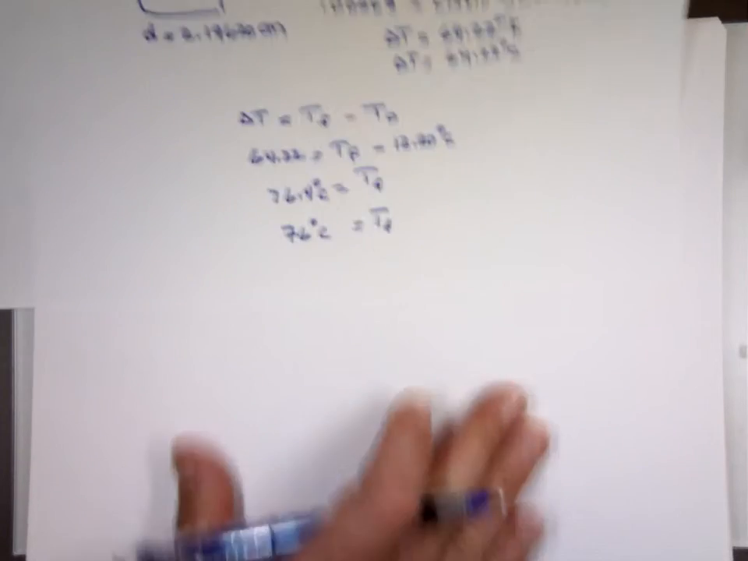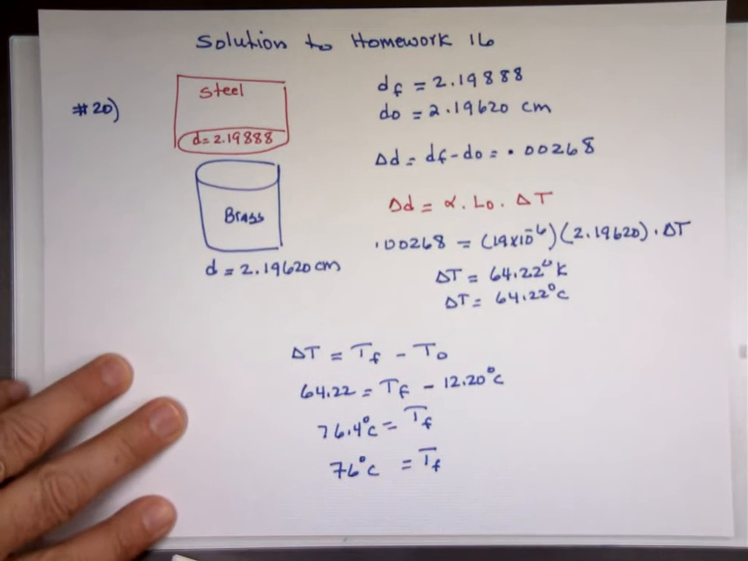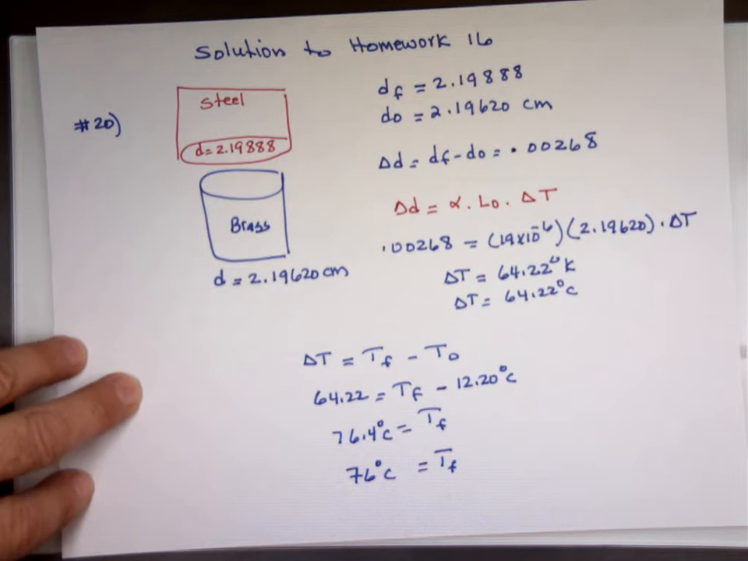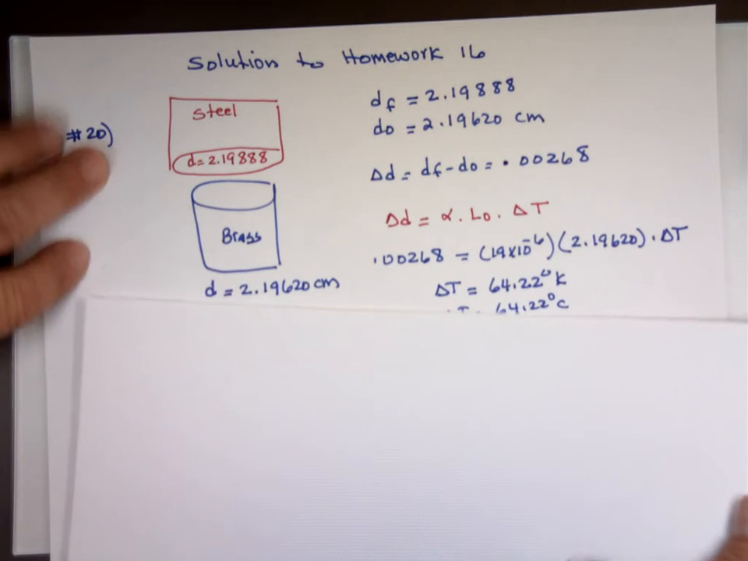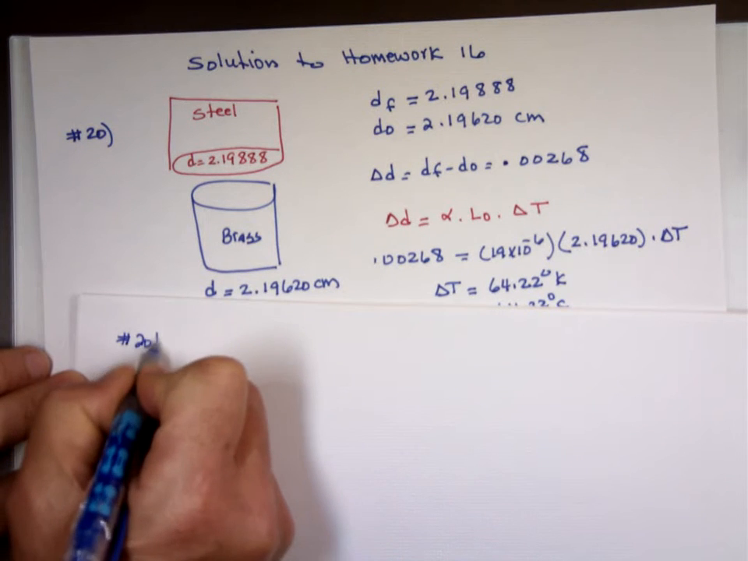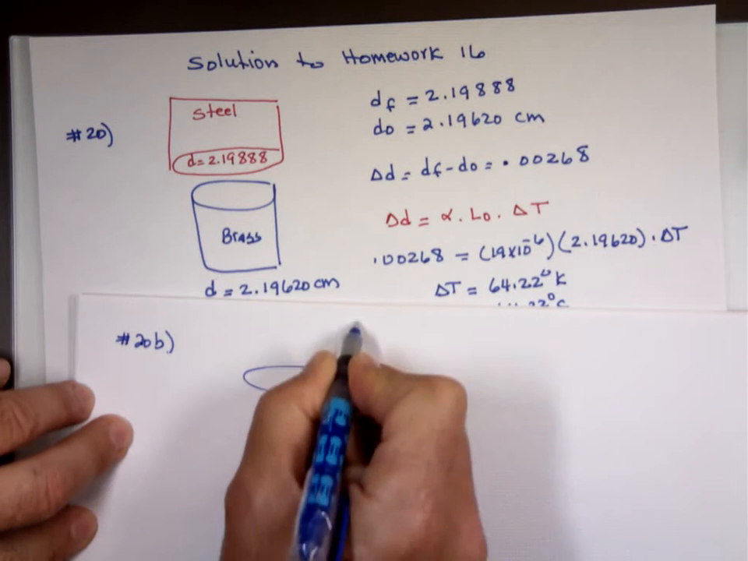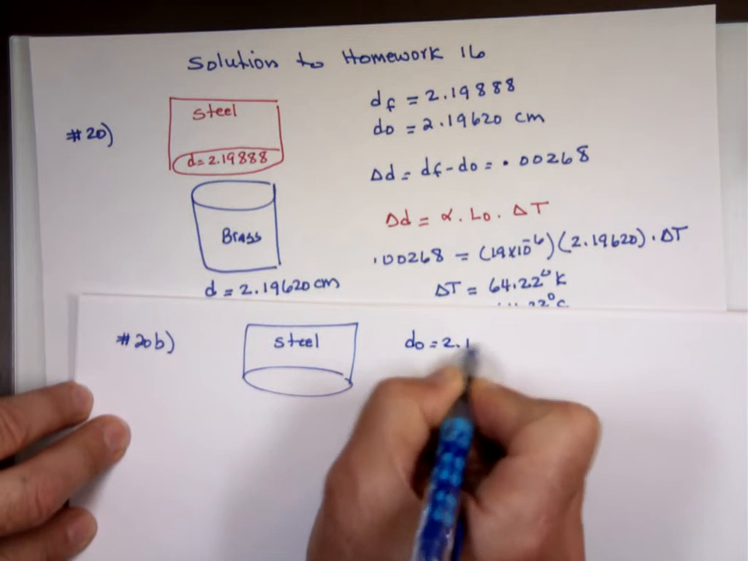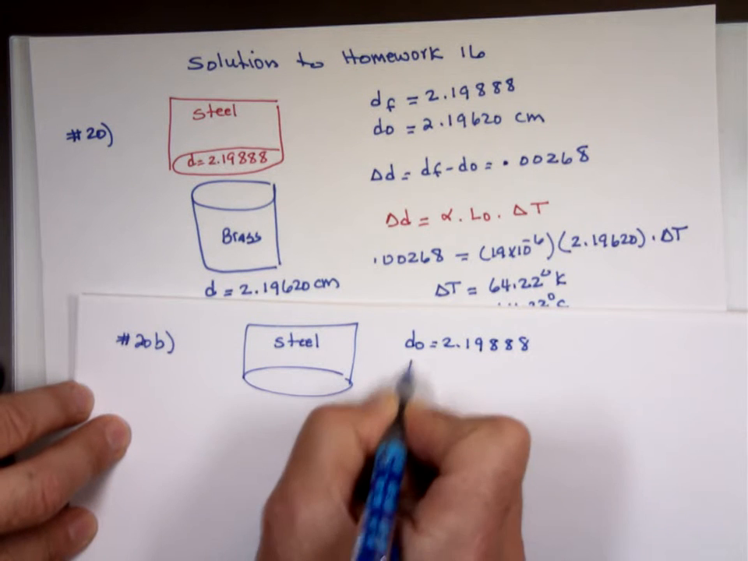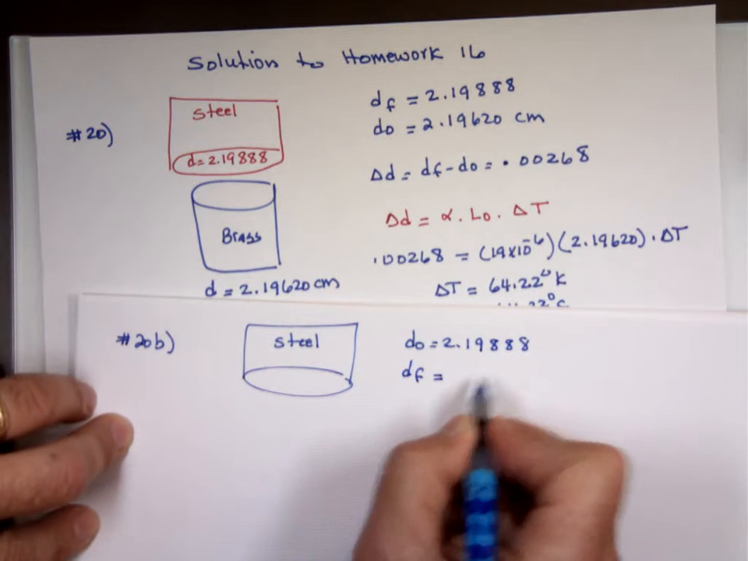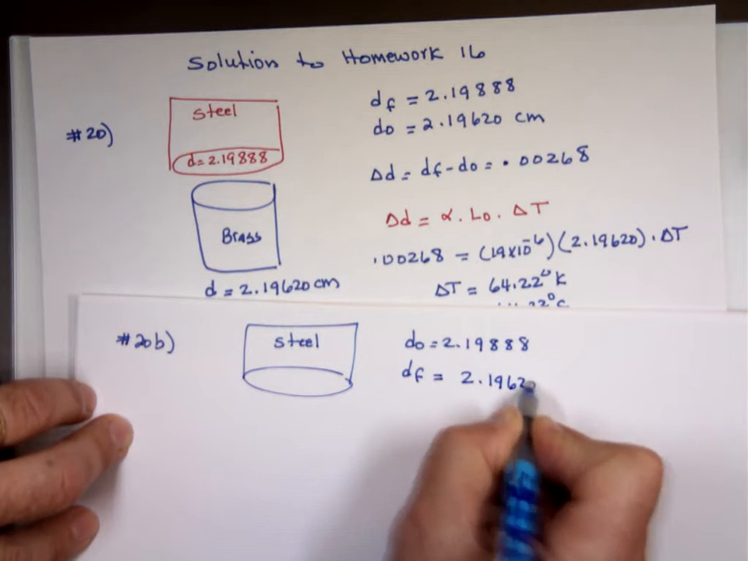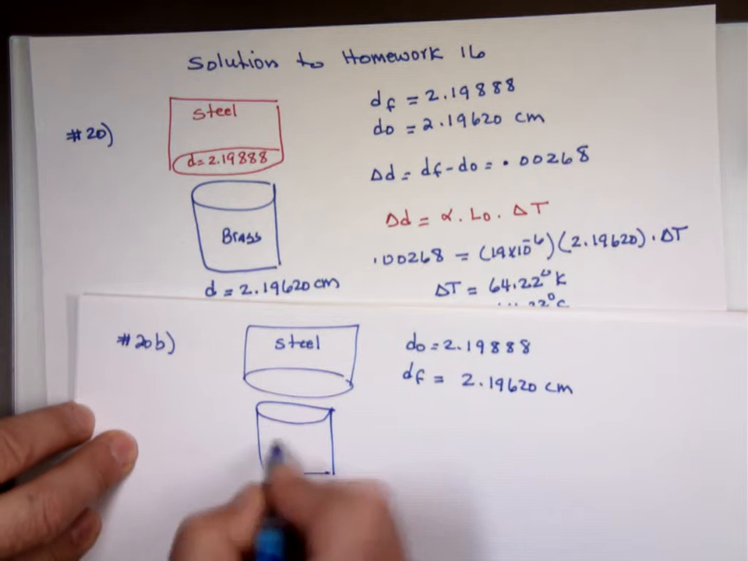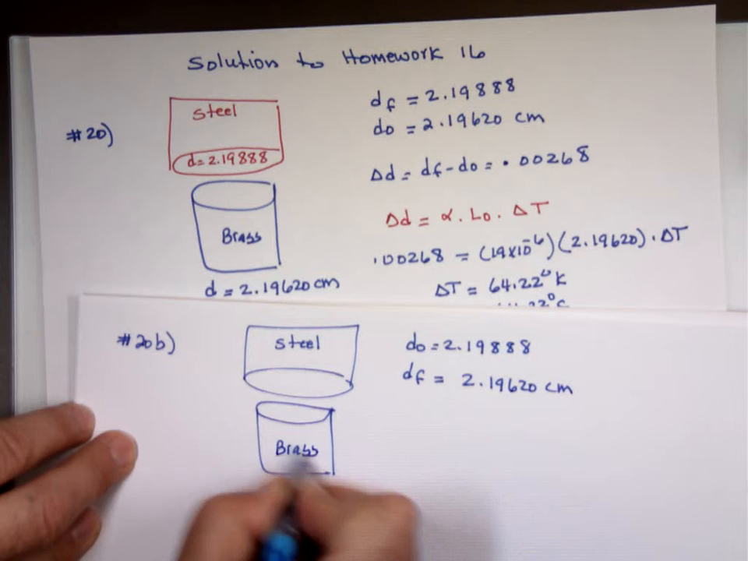Part B of the problem is working the problem backwards. So you know what? I don't want to touch the brass. I want to shrink the steel, cool it. So to shrink the steel, this is the steel here. The initial value is 2.19888. I'm going to reduce that to 2.19620 centimeters. I'm going to shrink it to make it fit over this. This is brass here. That's the sleeve, and that's the steel.